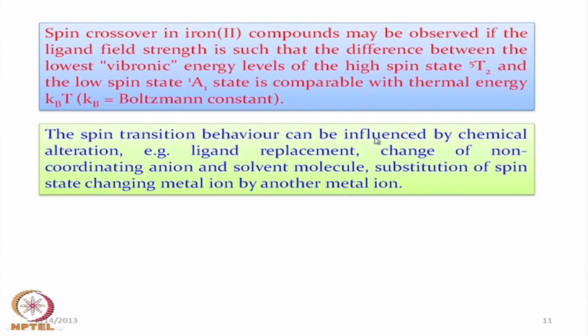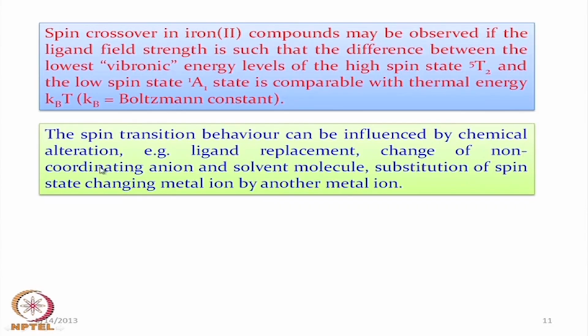Then the spin transition behavior can be influenced by chemical alteration. We all know that the ligand replacement, the change of non-coordinating anion, the solvent molecule, substitution of the spin state changing metal ion by another metal ion. So, these are the things we can use to control the spin transition, whether we will be getting the high spin molecule or the low spin molecule. So, if we change the ligand system, the same iron 2, if we are restricting our attention to iron 2 compounds itself, can give rise to the low spin compound as well as the high spin compound depending upon the nature of the ligand.